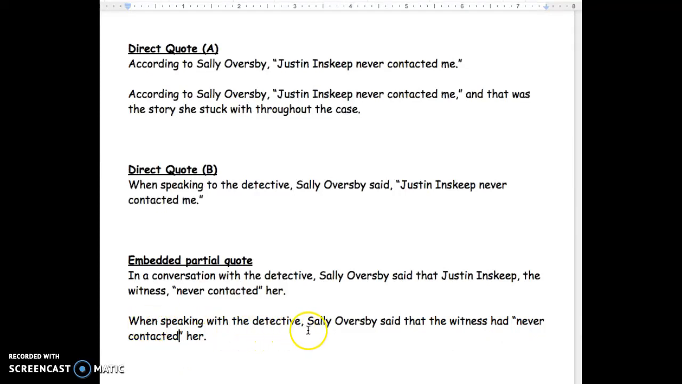When speaking with the detective, Sally Oversby said that the witness had "never contacted" her. You see how this sentence just flows really nicely with no pauses? We don't have to always put a comma before a quote. We only need to do that when we have set up the quote with what we call a tag, the speaker and said or something like that. But these words flow right into our sentence, and we just put the quotation marks there to clarify that these are not our words, but Sally's words.